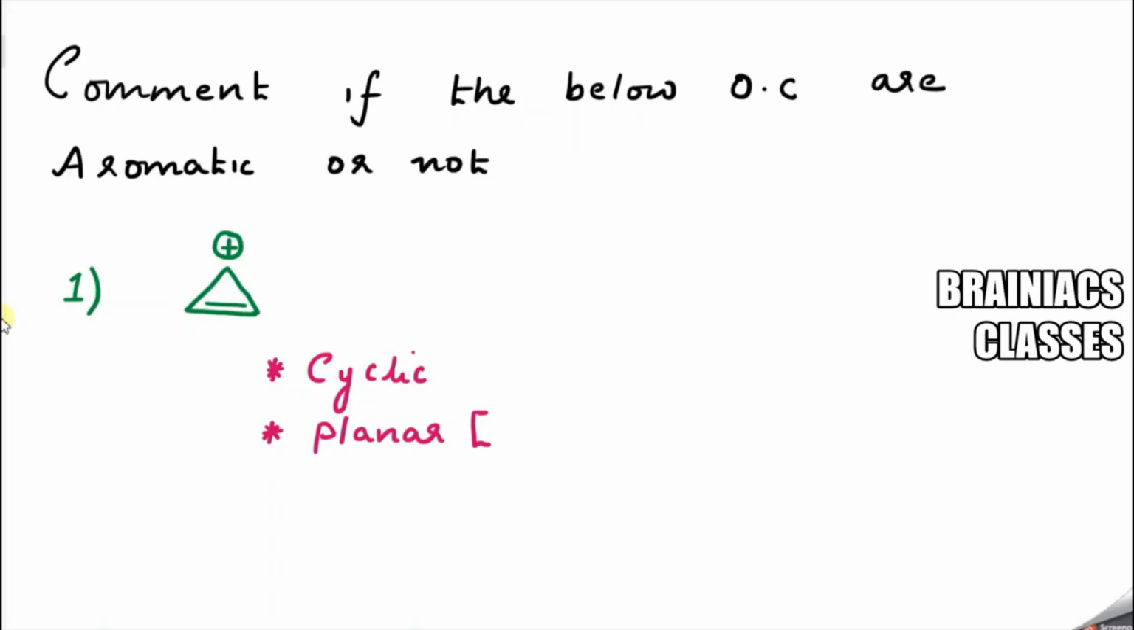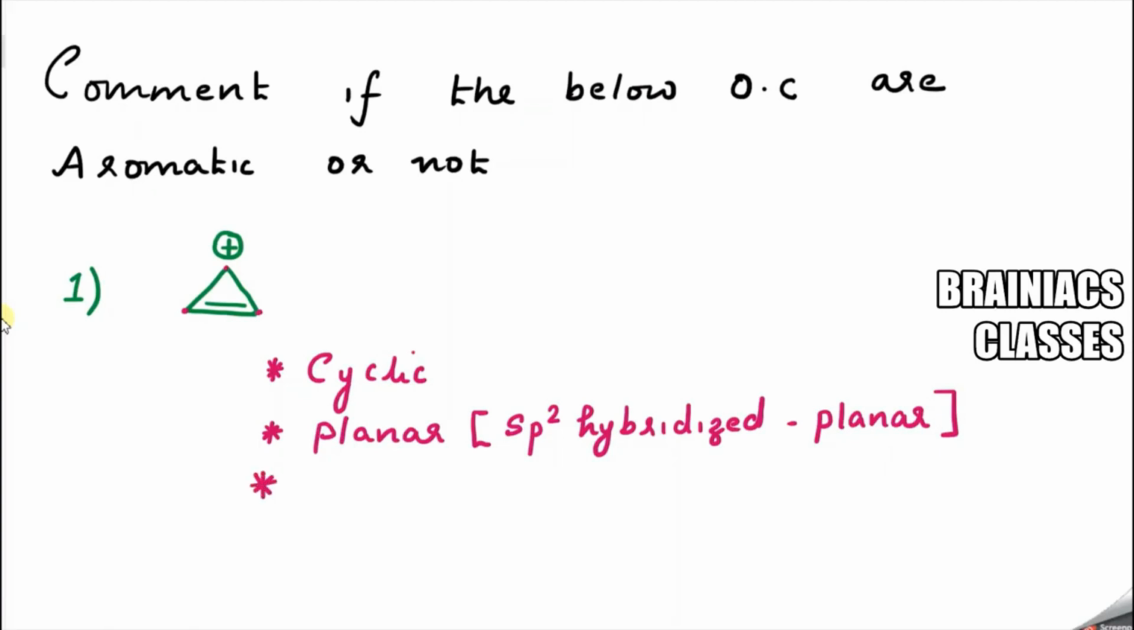In this question, this carbon atom is connected to another carbon atom, and this is connected to another carbon atom. So check whether all these three carbon atoms are sp2 hybridized. Why are we checking this? Because sp2 hybridized means its shape is planar. So this is the shortcut to check whether the given organic compound is planar or not.